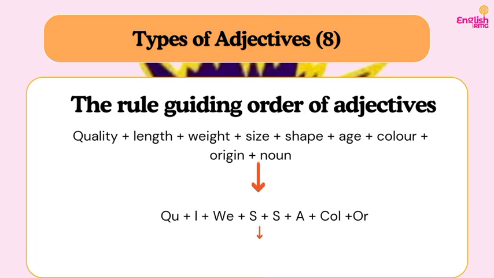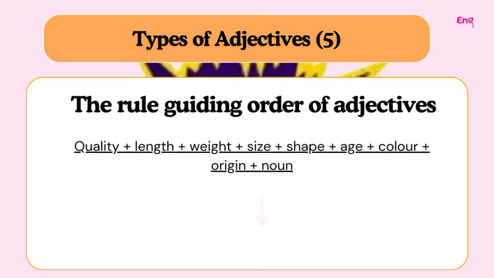Now, let's try to form a mnemonic from this rule because it is quite complex to cram everything. If we just use the initials, most of the initials are consonants, so it might be difficult to form. So, I've come up with this: QU from quality, L from length, WE from weight, S from the first one, which is size, the second S for shape, A for age, COL from color, and OR from origin. Please always note that the last, which is color, is not just color. The OR at the end is for what? Origin. Do you understand? And merging all of these together, we are going to have QULWESSA COLOR.